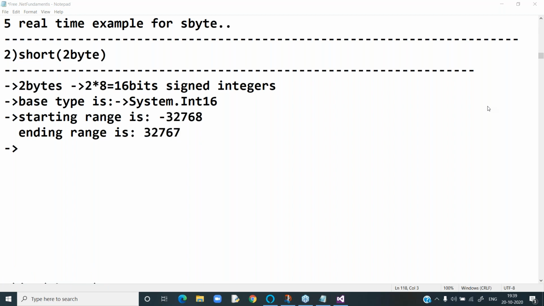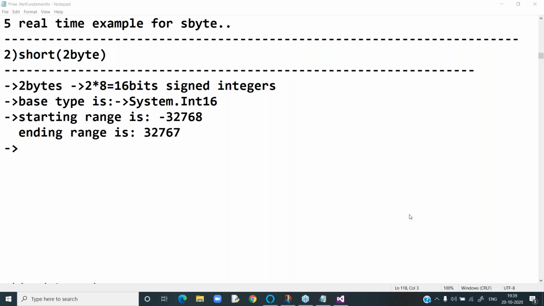Now come and respond to my questions. What is the predefined size of short? 2 bytes. Okay. What is the base type of short?